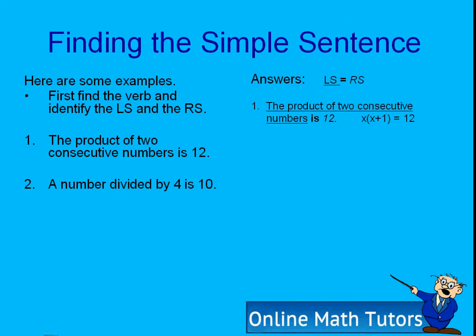Example 2. A number divided by 4 is 10. Again, the verb is "is," so everything up to the word "is" goes on the left side. I've underlined it here for you. Then we have "is," which is the verb, and then 10. To write a number divided by 4, we write n for the number, use the divide sign, by 4 equals 10.